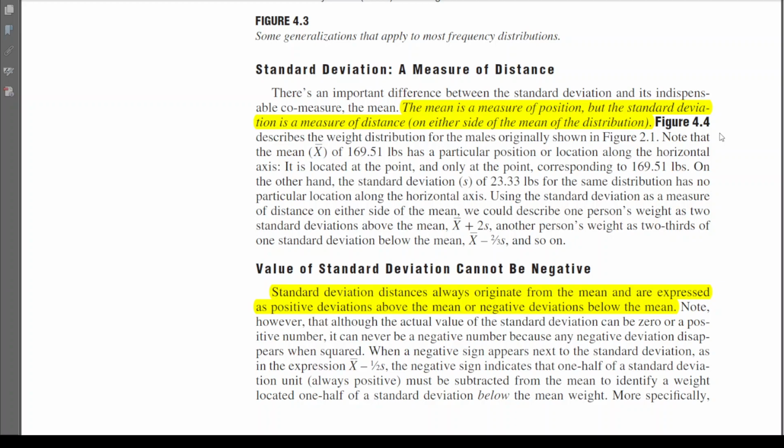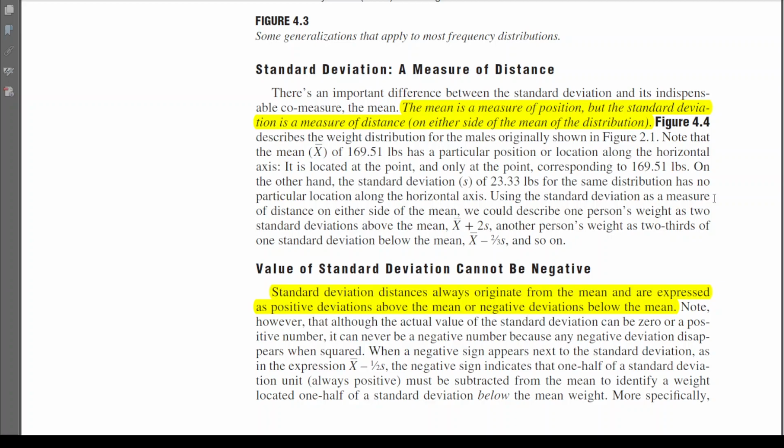On the other hand, the standard deviation s of 23.33 pounds for the same distribution has no particular location along the horizontal axis. Using the standard deviation as a measure of distance on either side of the mean, we could describe one person's weight as two standard deviations above the mean, by x bar plus 2s, another person's weight as two-thirds of one standard deviation below the mean, by x bar minus two-thirds of s. So s signifies a distance.